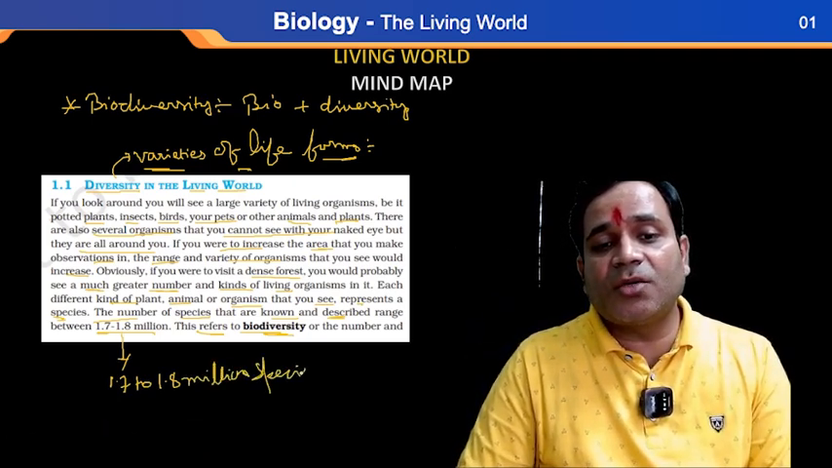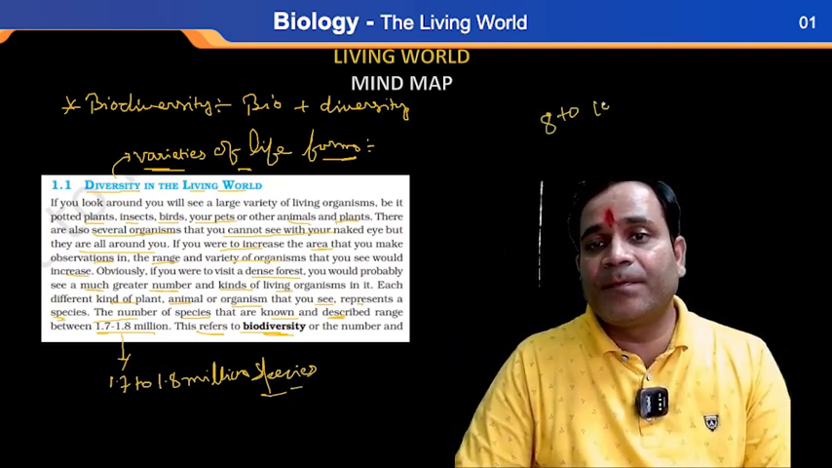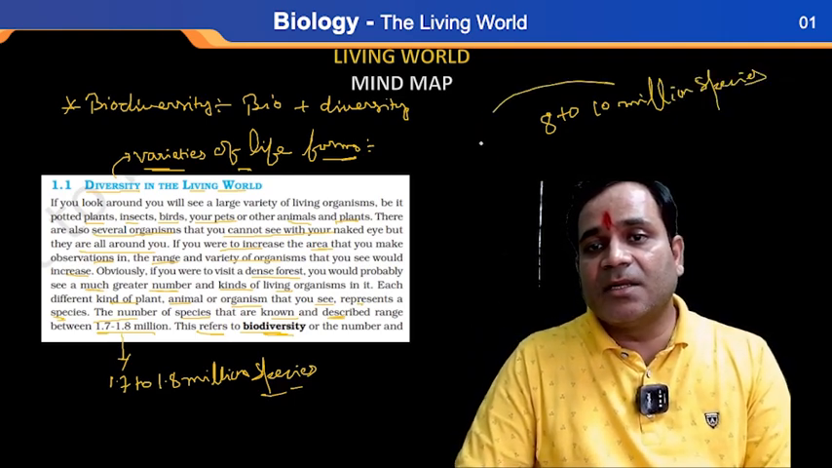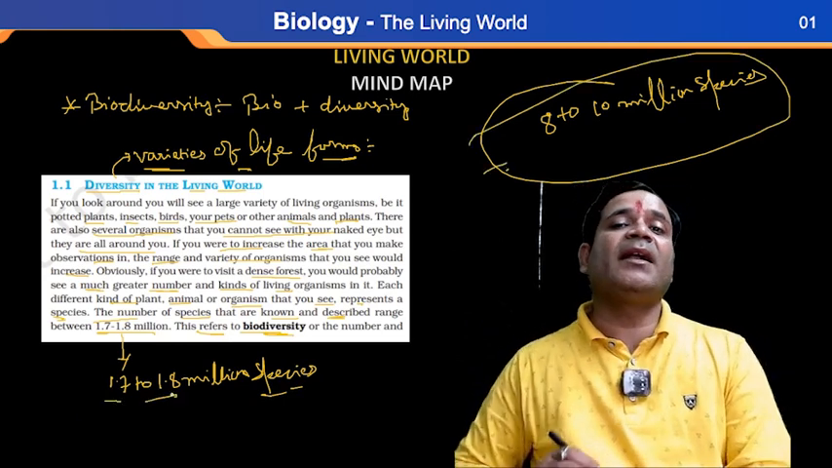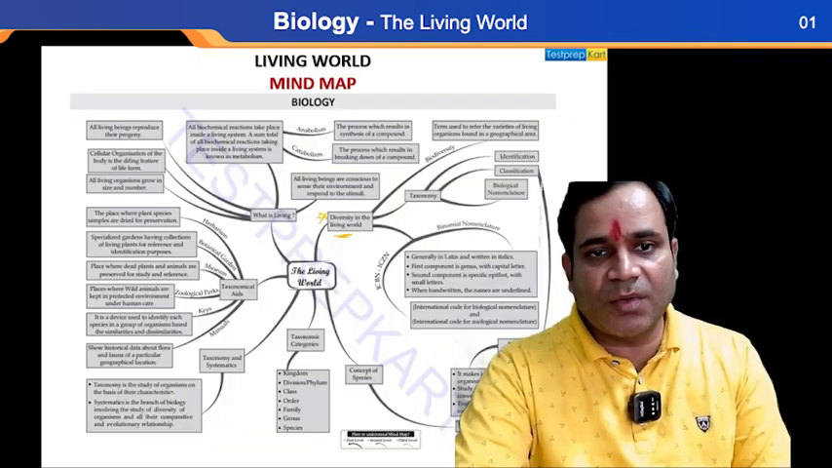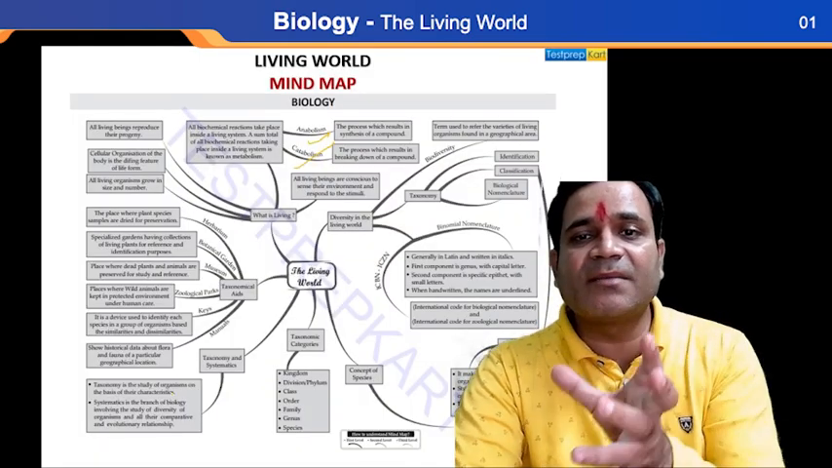And do you know the total number of species? Approximately, my dear, 8 to 10 million species. So out of 8 to 10 million species, only 1.7 to 1.8 million species have we studied. So that's why I'm saying to you. Okay, so let's see what biodiversity is.